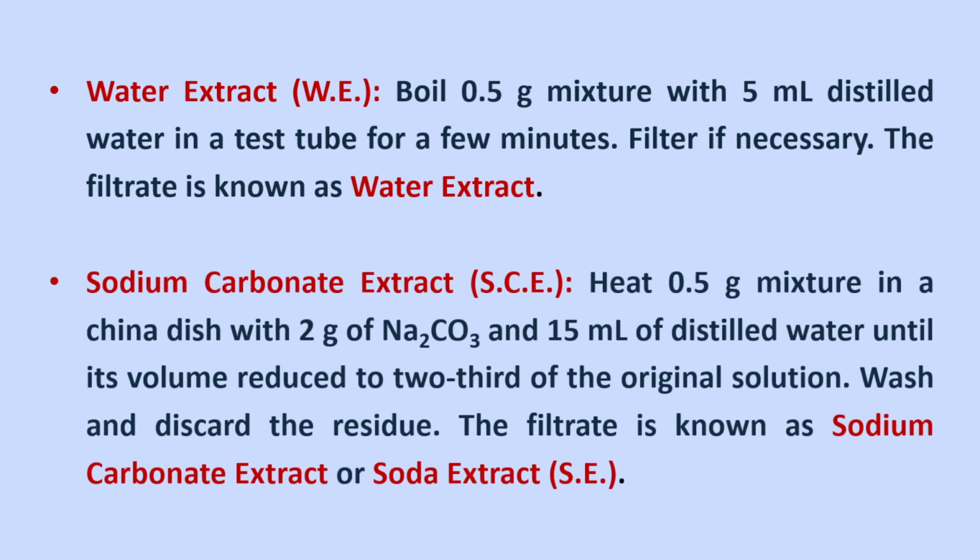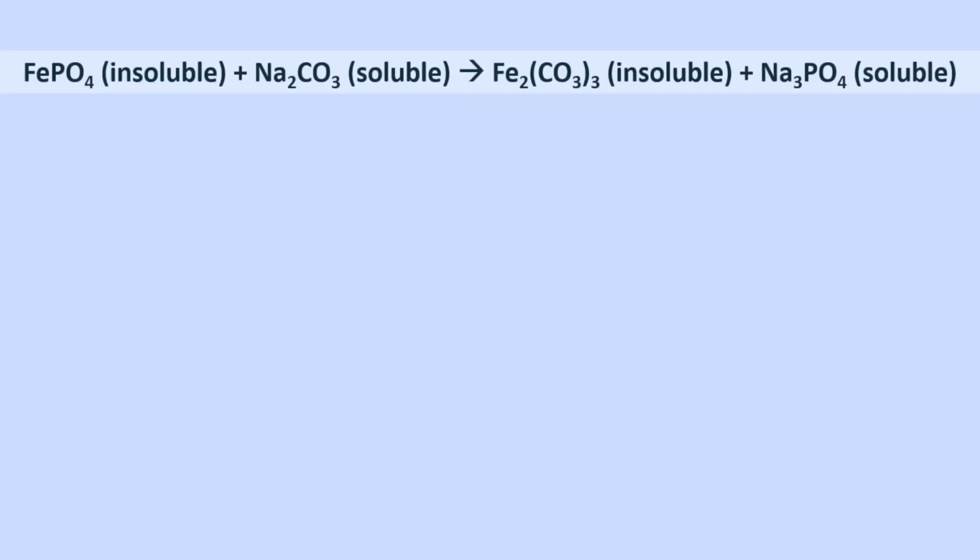For sodium carbonate extract or soda extract, take 0.5 gram of the mixture and 2 gram of sodium carbonate in a china dish. Add 15 ml of distilled water and boil it over a tripod stand until its volume reduces to 2/3 of the original volume. Wash and discard the residue, and the filtrate is known as sodium carbonate extract, also known as soda extract.